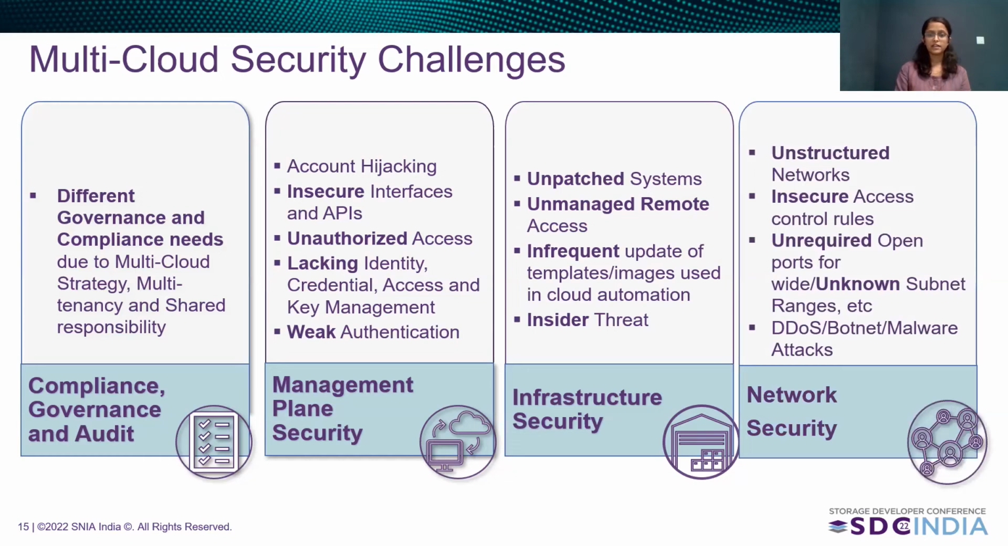Next, let's consider another area of infrastructure, which is network security. One of the challenges is having unstructured networks or overlapping networks, wherein we haven't considered network isolation and network segregation while using the workloads, right? Some challenges are insecure access control rules or unrequired open ports to some unknown ranges, like we saw in some of the use cases, right? These may lead to attacks like DDoS, botnet, or malware attacks, right?